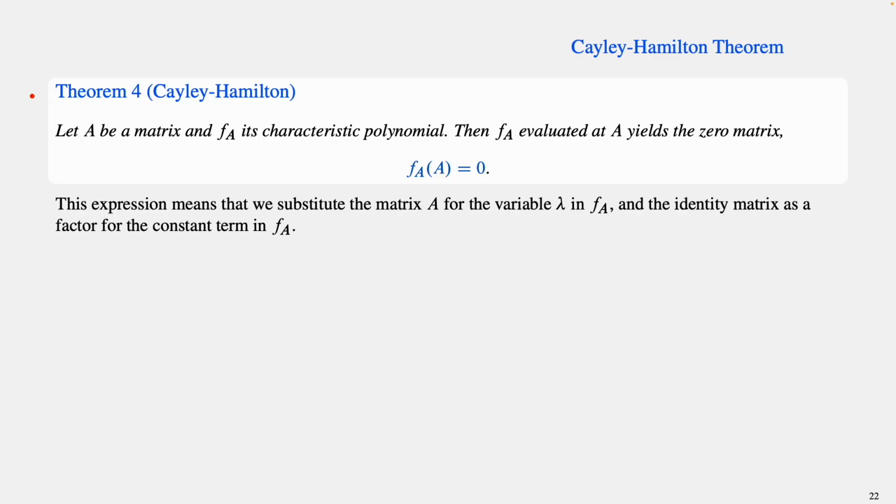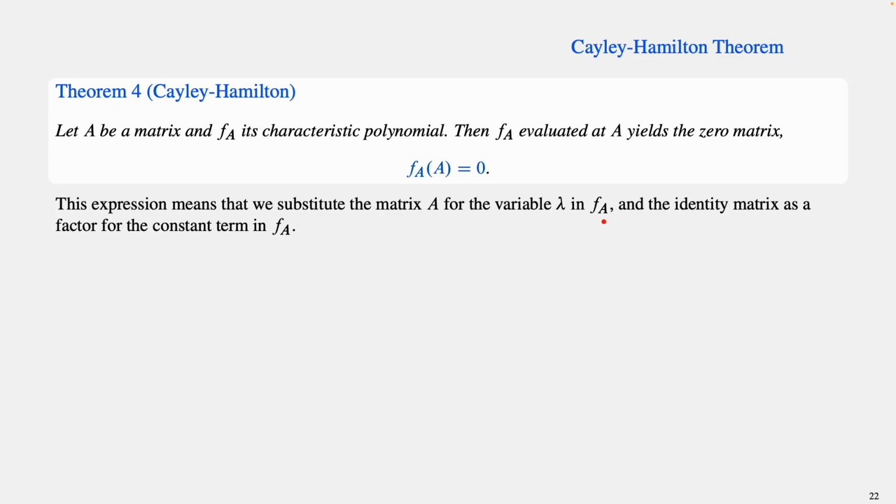Another thing about the characteristic polynomial is a curious identity that's called the Cayley-Hamilton Theorem. This states that if A is a matrix with characteristic polynomial f_A, then if we plug the matrix A into its own characteristic polynomial, we will obtain the zero matrix. So we write this as f_A(A) equal to 0. What we mean by this is that we substitute the matrix A for the variable lambda in f_A, and then we use matrix multiplication and addition in the polynomial.